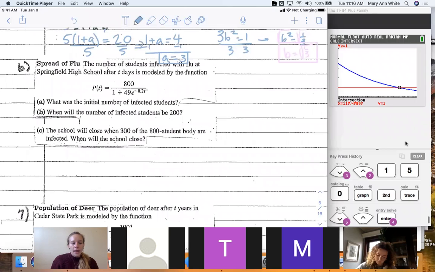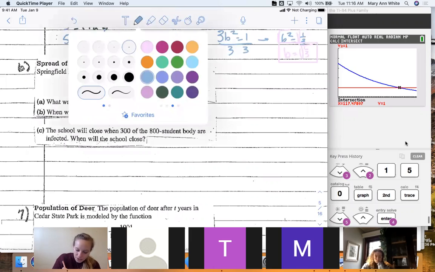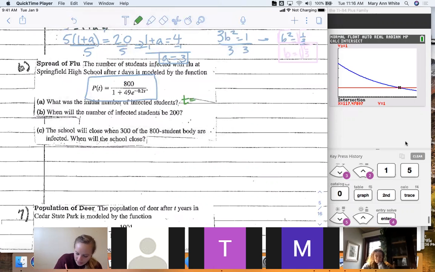And it's at this high school called Springfield High School. And it gives us this model, which is the number of students that are infected by the flu after t days. So first thing we want to do is find the initial number of infected students. So the initial number of infected students happens on day 0, so when time is 0.